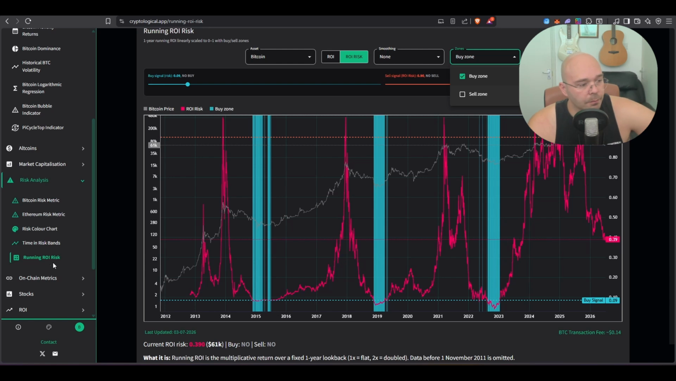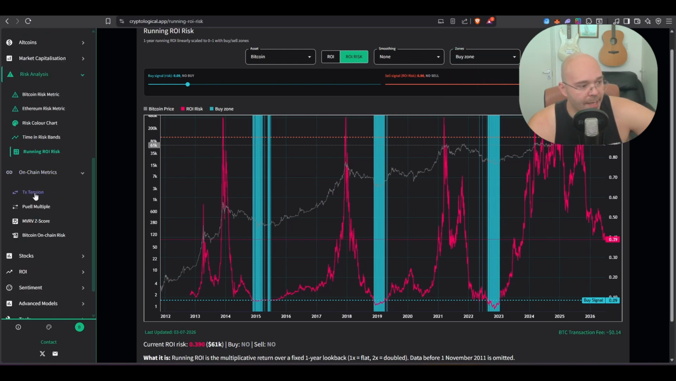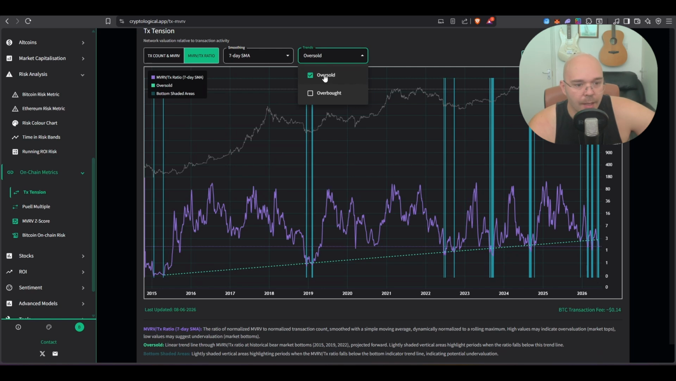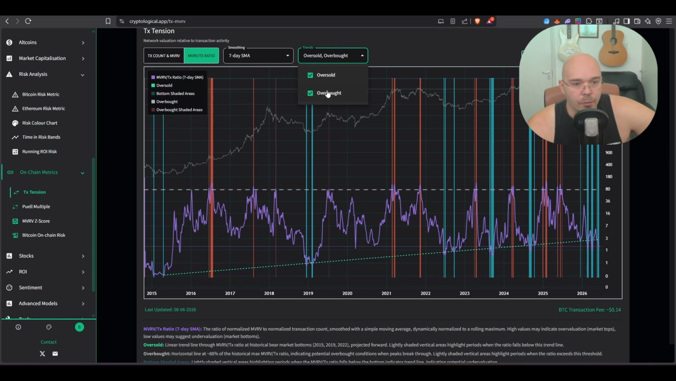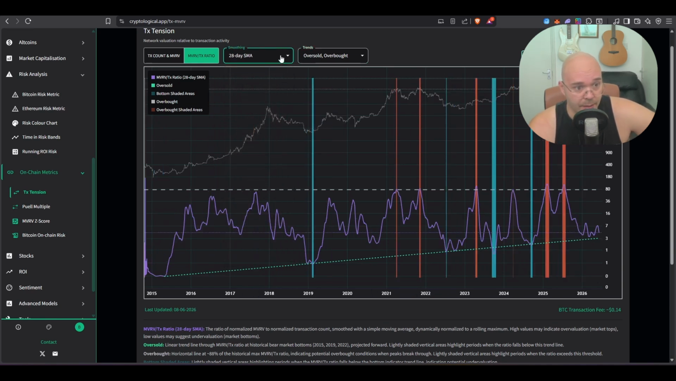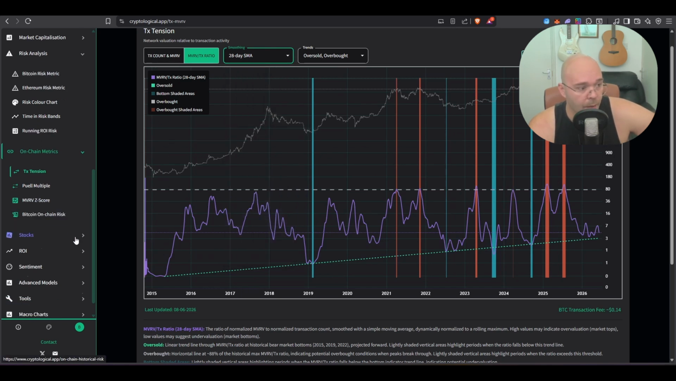We've got some on-chain data here. This TX tension component that I made is pretty cool. It plots the relationship between MVRV and transaction activity, which you can see here. They actually called the 2021 second top, which is one of the few indicators that actually called the top of that cycle. And you can change the moving average here. You get a bunch of different sort of looks at what's going on.